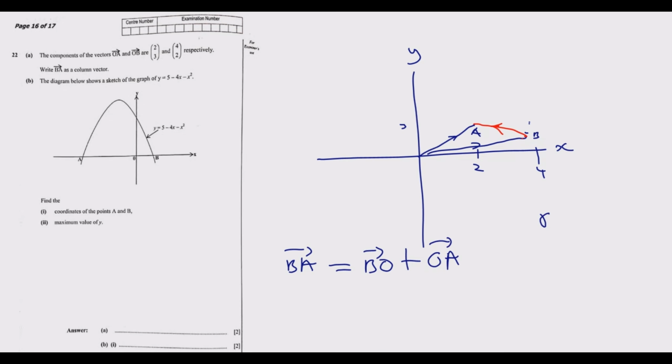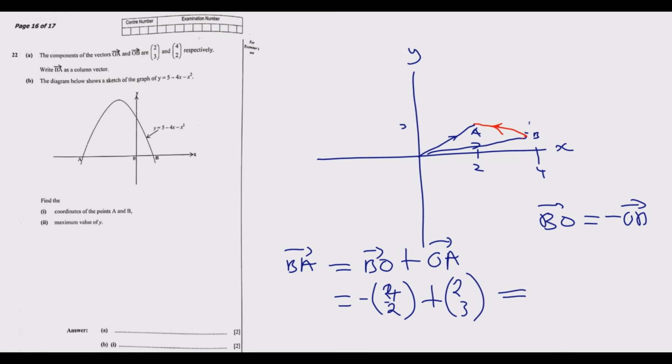So we know that BO is equal to negative OB. What is OB? It is (4, 3), then OA is (2, 3). When you add this, it's a negative times 4, so you get negative 4, plus 2, then 3 plus 3, so we end up with negative 2, then 1.